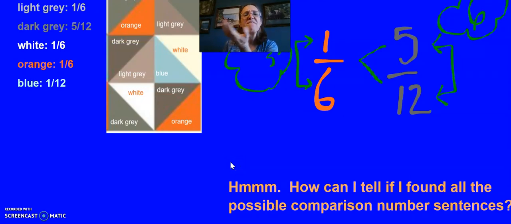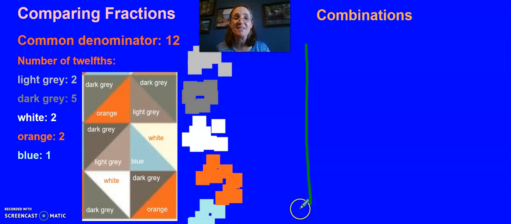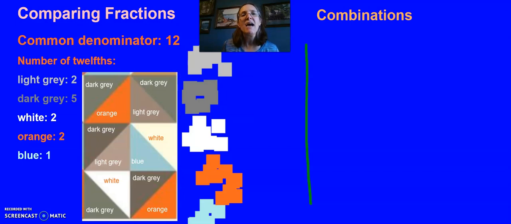how can I tell if I found all the possible comparison number sentences? Well, that's a special part of math called combinations. And it turns out that mathematicians have been thinking about combinations for hundreds of years. Famous ones too. I'm sorry, I forgot their names. We'll get to that later. Combinations theory is where a mathematician might choose to explore, how do I know if I got all of the comparison number sentences possible? So as I think about this, maybe I want to start with 1/6, light gray.